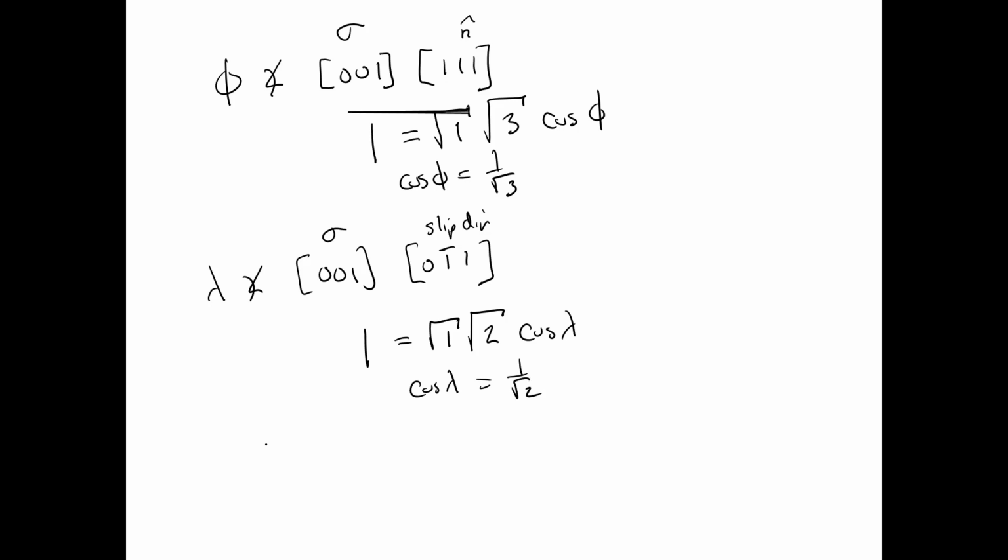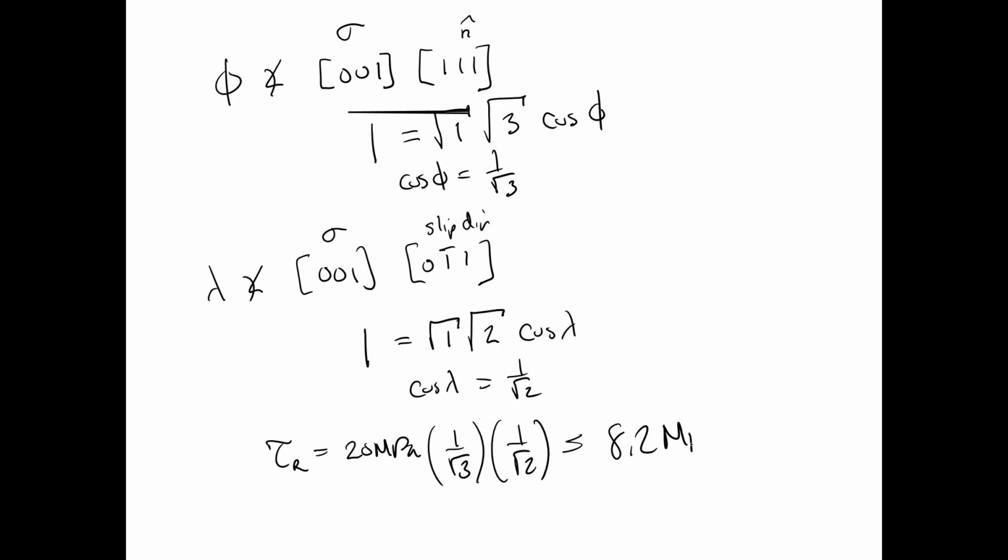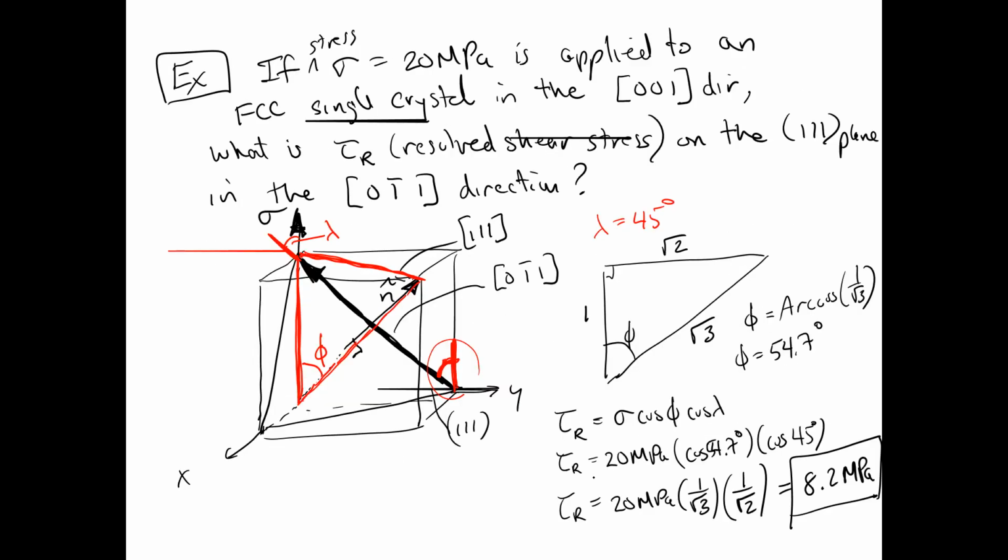So if we go back to our equation, the resolved shear stress is 20 MPa times the cosine of phi, which is 1 over the square root of 3. We don't even need the angles. We want the cosine anyway. Times 1 over the square root of 2. That's 8.2 MPa. So we just used the dot products to figure out what those angles were that we needed, instead of drawing them like we did back here. So I'm going to go back, but you'll see the same 1 over square root of 3 and 1 over square root of 2, because those are the cosines of those two angles from before.